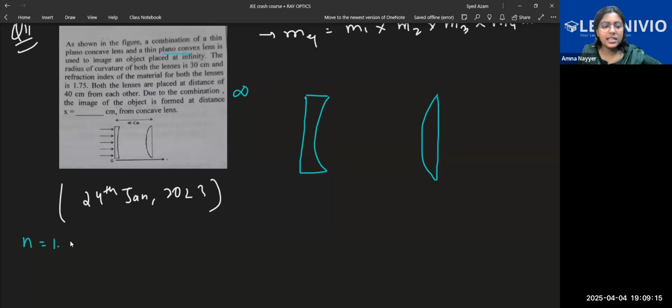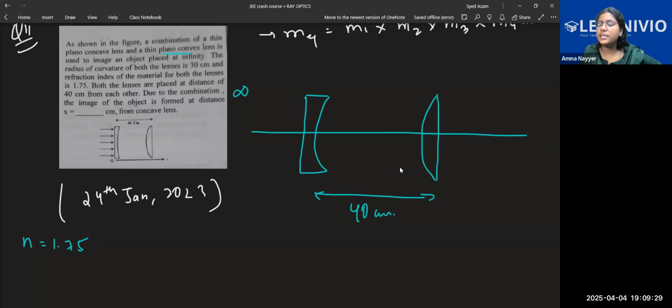So n is 1.75. It is saying both the lenses are placed at a distance of 40 centimeter from each other. They are separated by 40 centimeters, right? They both are separated by 40 centimeters. Question says, due to the combination, the image of the object is formed at a distance dash from the concave lens. From this lens, you have to identify.